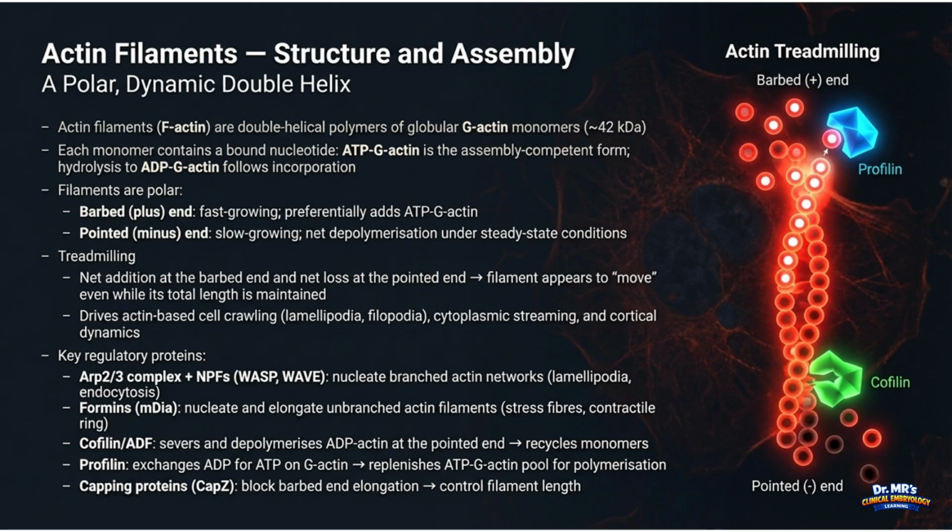It rapidly depolymerizes those old monomers back into the cytoplasm. But those liberated monomers are bound to ADP, meaning they're useless for building. They need new tickets. Exactly. That is the job of profilin. Profilin binds to the ADP actin monomer, pries it open, and facilitates the exchange of that dead ADP for a fresh molecule of ATP. It instantly replenishes the pool of assembly-competent G-actin, ready to be added back to a barbed end.